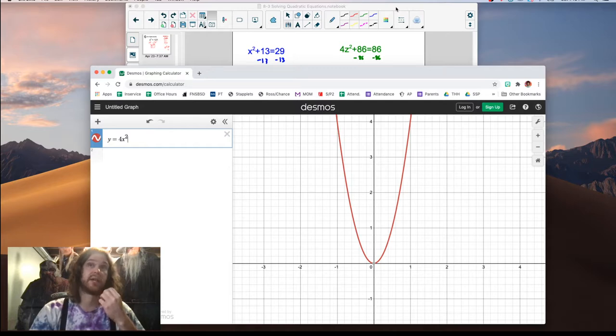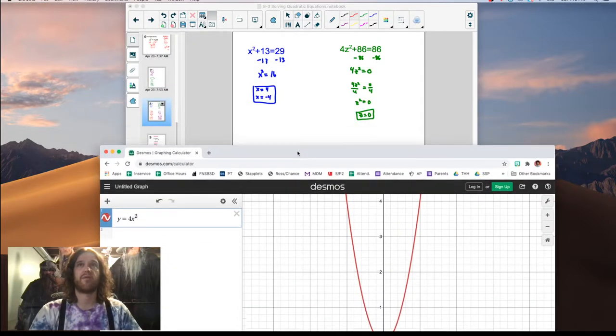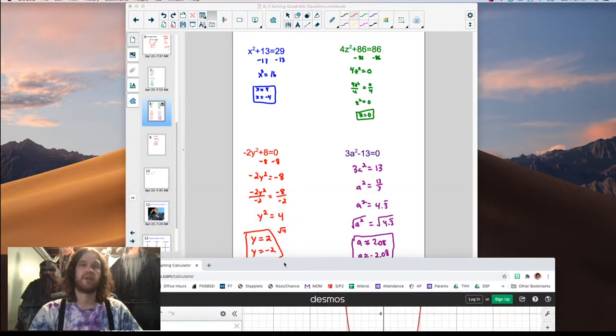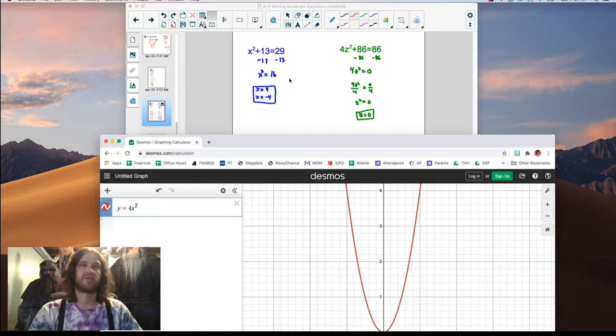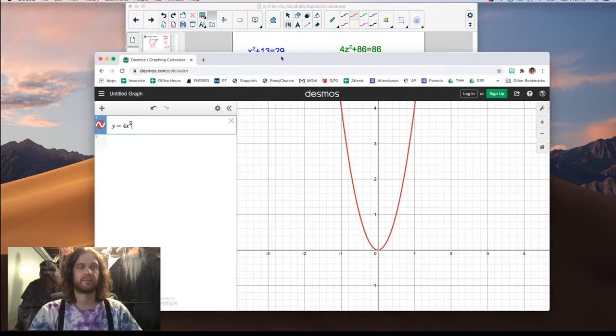Perfect. Okay, great. So in order for us to plug it into Desmos and check our solutions, you need to have it in standard form, which means you need everything on the left side of the equation. That's why you would need to move things around in order to get it to work. So this one, we would have had to subtract 29 from both sides. It'd be x squared minus 16 equals 0, so on and so forth. Okay, great.